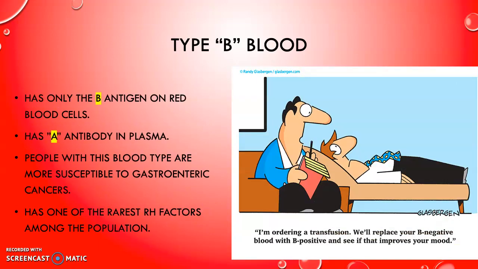Type B blood only has the B antigen on the red blood cells, and it has the A antibody in the plasma. Again, fun fact, people with this blood type are more susceptible to gastroenteric cancers, and it has one of the rarest Rh factors among the population.